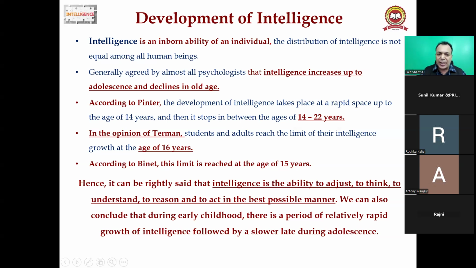We can also conclude that during early childhood, there is a period of relatively rapid growth of intelligence, followed by a slower rate during adolescence.